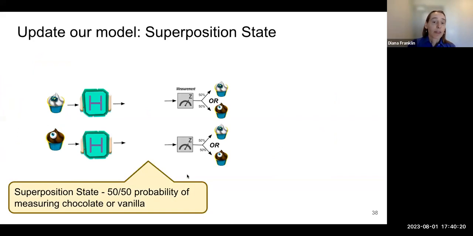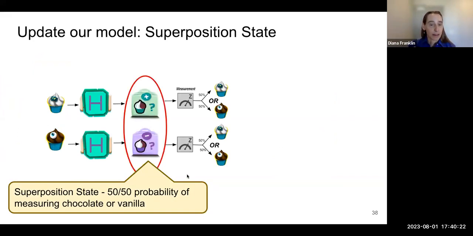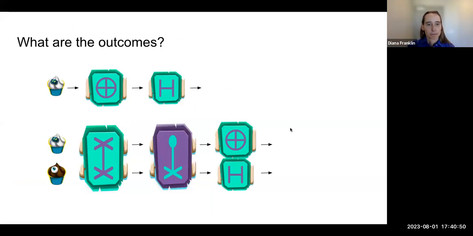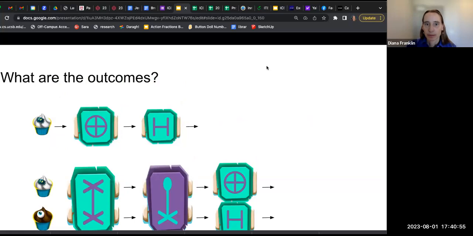All right, so that means we need a way of depicting this state. So what we do is we have a box, and notice it's half and half, chocolate and vanilla, so it's a 50-50 probability of chocolate versus vanilla. And then we can measure it here. So if we created this with the H from the vanilla, then it'll be in a green box. If we created it from a chocolate, it will be in a purple box. Okay, so why don't we look at the outcomes again?